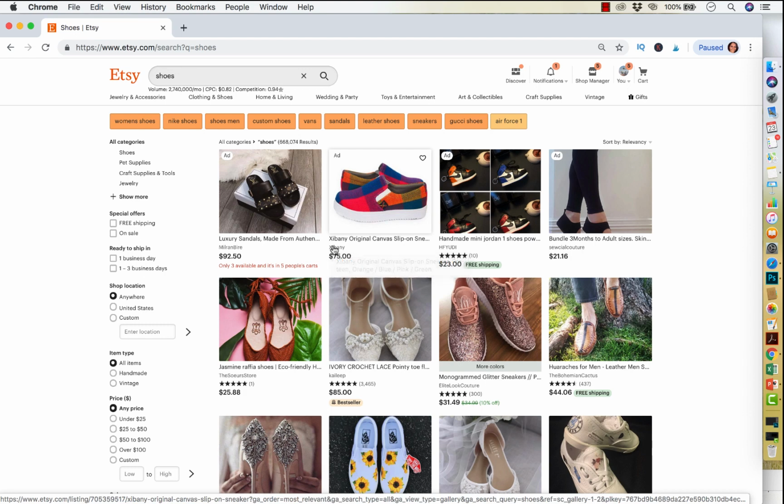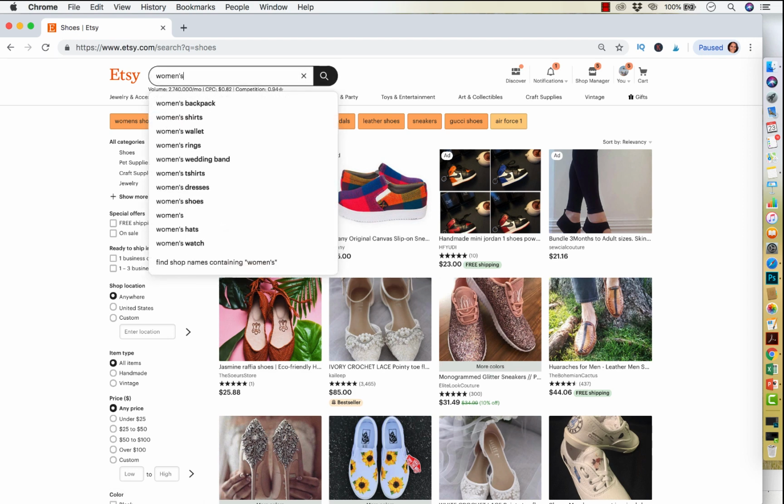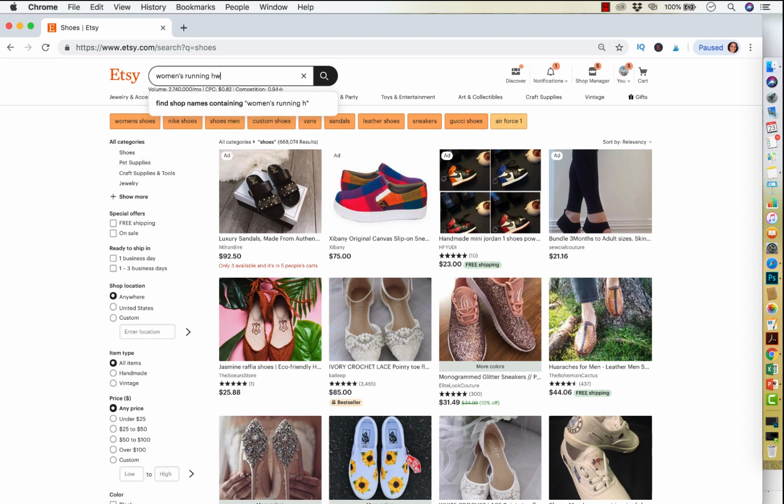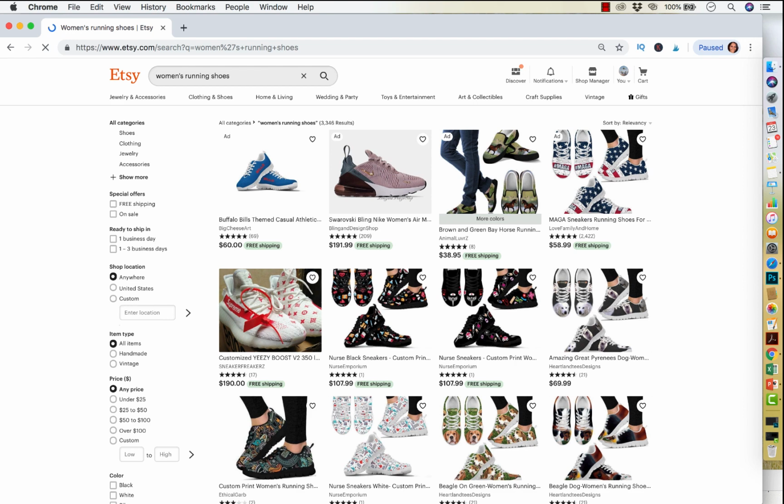So a better way to use your money if you do promoted listings, or a better way to use tags that are going to drive your traffic, is using long tail keywords. So I'm going to use women's running shoes. And when I use a long tail keyword that specifies my type of audience, which is, I sell running shoes for women, look at what happens. It's like magic. My competition went from 600,000 to 3,346 people or listings.